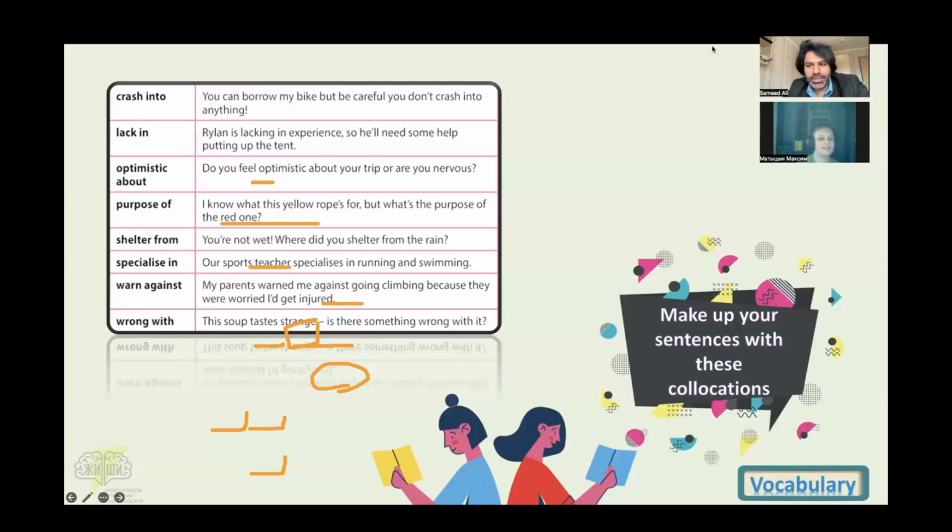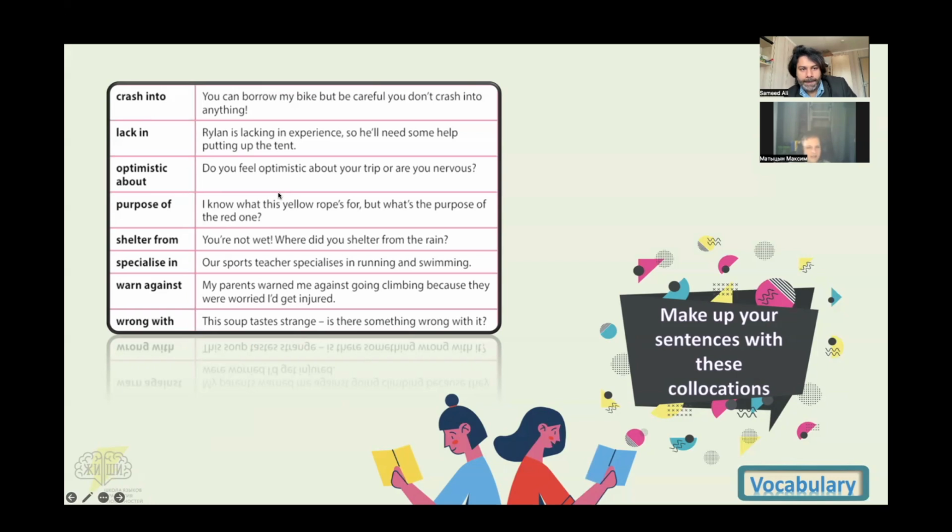Make up the sentences. Crash into, lack in, optimistic about, purpose of, shelter from, specialize in, warn against, wrong with. Can you read these descriptions? Crash into. You can borrow my bike, but be careful. You don't crash into anything. Okay.